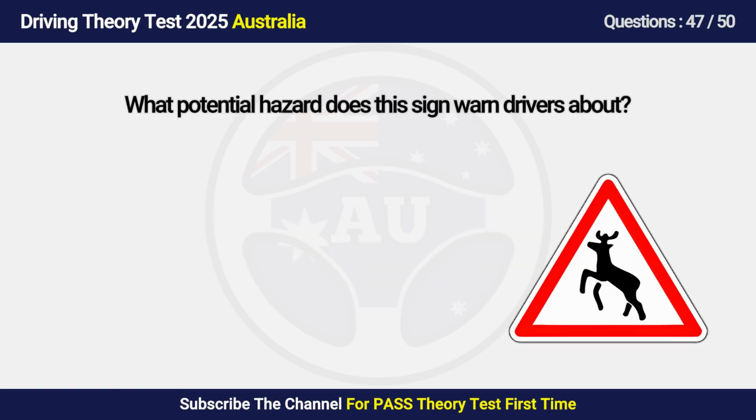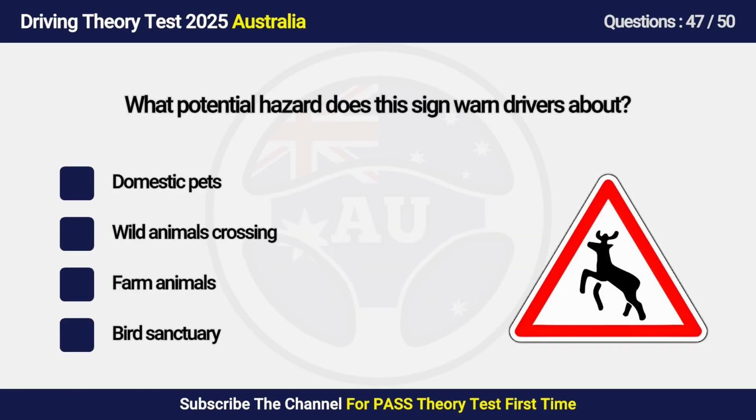Question 47. What potential hazard does this sign warn drivers about? A, domestic pets, B, wild animals crossing, C, farm animals, D, bird sanctuary.